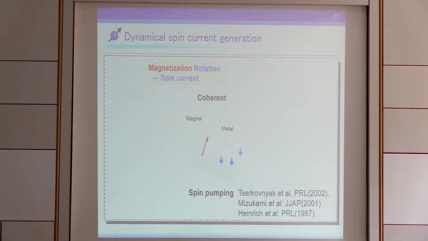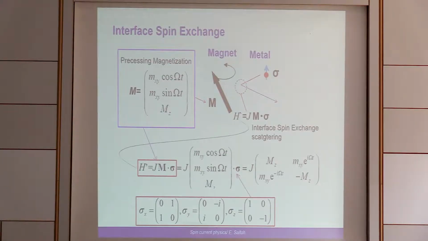Spin pumping is the creation of spin current from the rotation of magnetization. The mechanism of spin pumping is like this. It's a simple explanation for the mechanism of spin pumping.